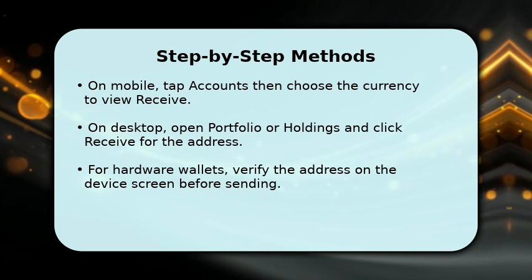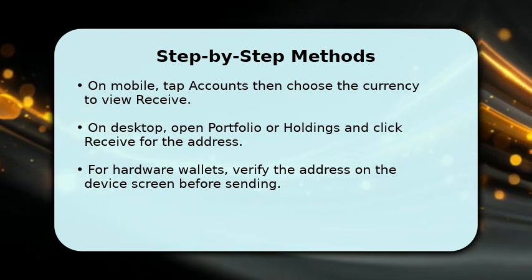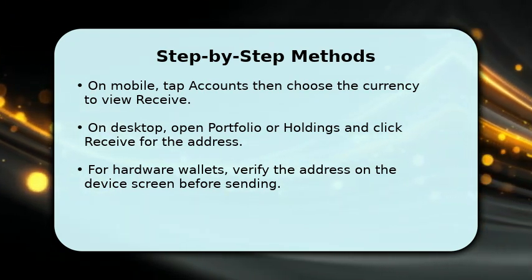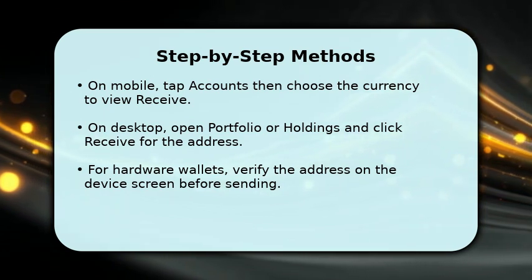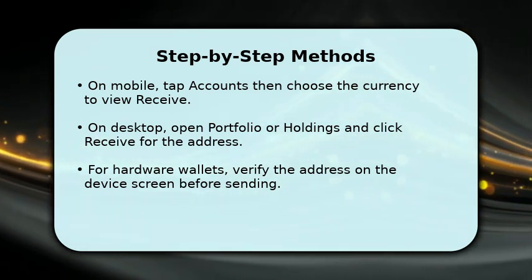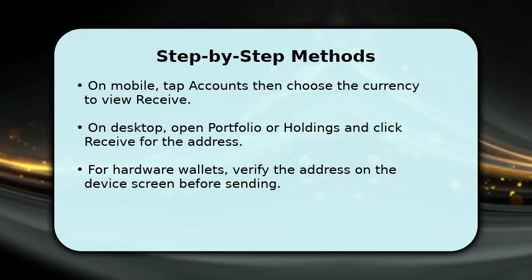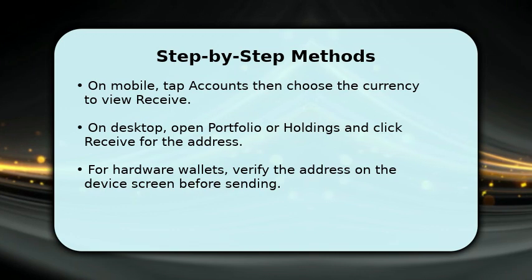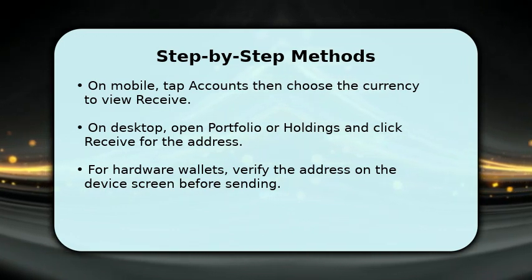On mobile, tap Accounts, choose a currency, then Receive to reveal an address and QR code. On desktop, open Portfolio or Holdings, select the asset and click Receive. For hardware wallets, use the device to confirm addresses. If you ever see unfamiliar addresses, stop and ask support before sending.